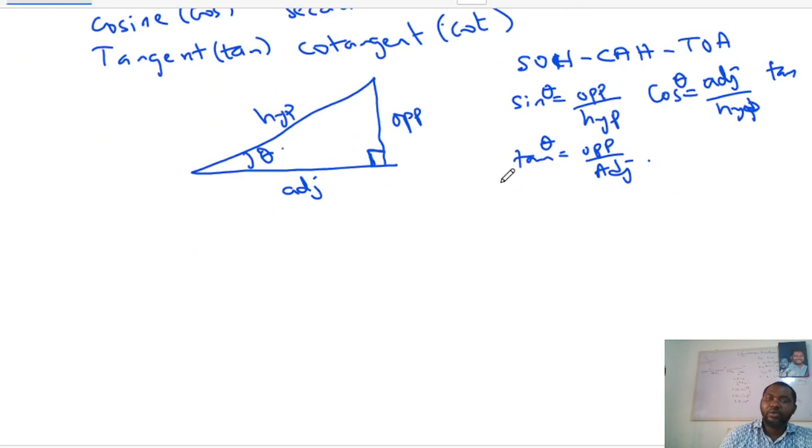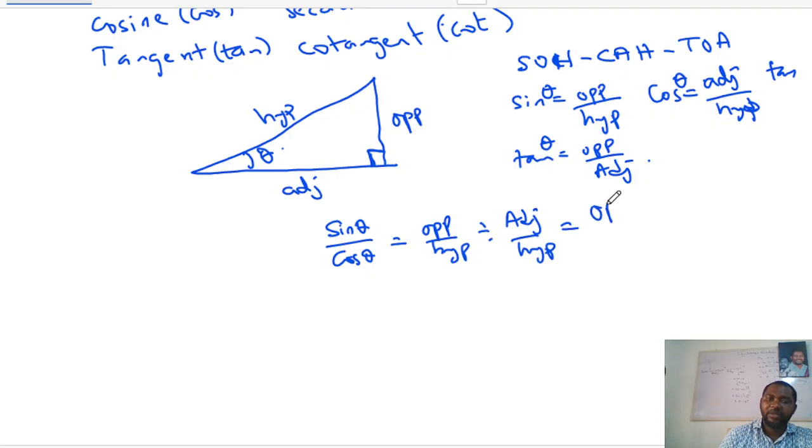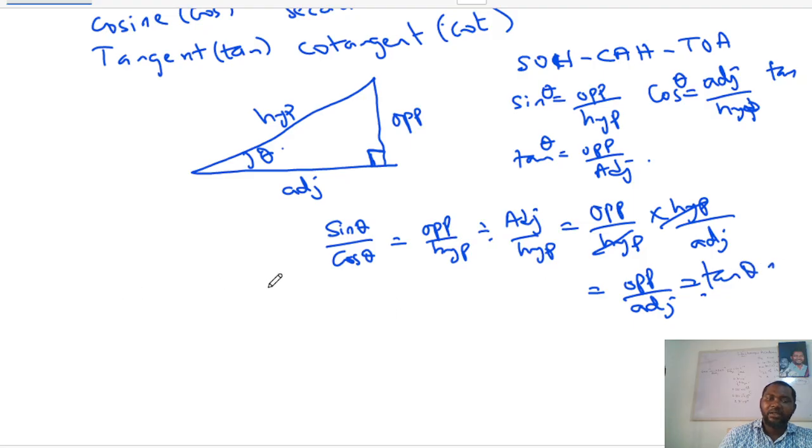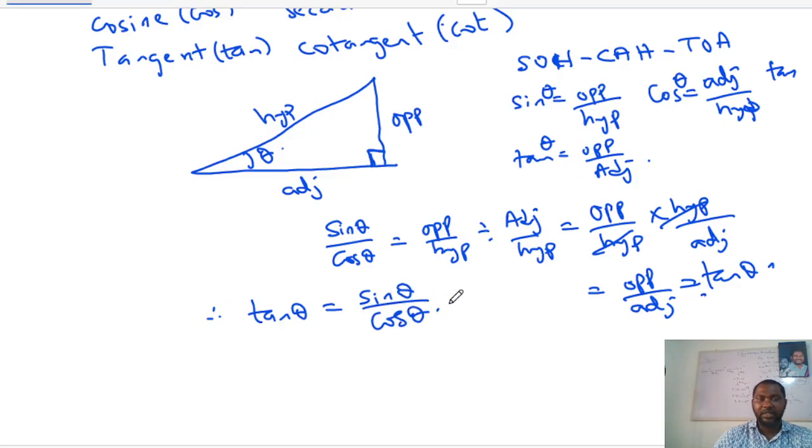Now, I would like you to also notice that if you divide sine theta by cos theta, which is opposite over hypotenuse, divided by adjacent over hypotenuse, it is the same thing as opposite over hypotenuse times hypotenuse over adjacent. So the hypotenuse would cancel out, and it's going to be opposite over adjacent. You see that? And opposite over adjacent is tan theta. So what this is saying is that tan theta is the same thing as sine theta over cos theta, so you are allowed to do things like this.